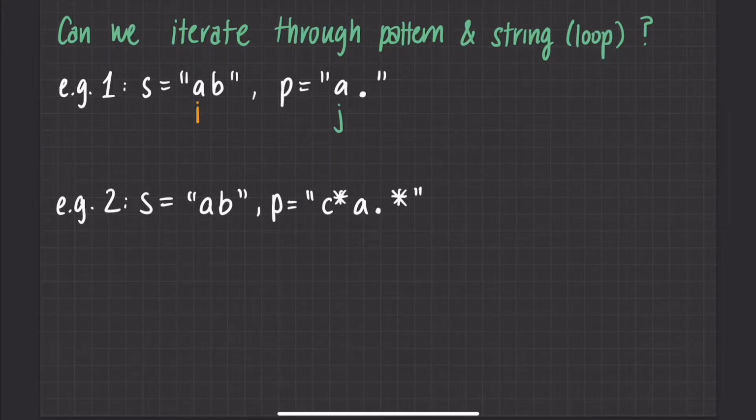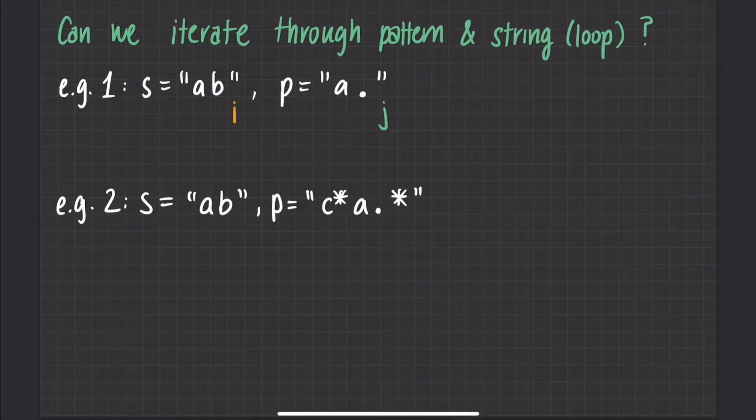We start at 0, 0, and we see that A is equal to A at these indices. That's great. We move forward. And then once we move forward here, we see that, since the period character can stand for anything, it also is a match, and we move forward again, finishing the loop and returning true. So that's very efficient and works well for these simple examples.